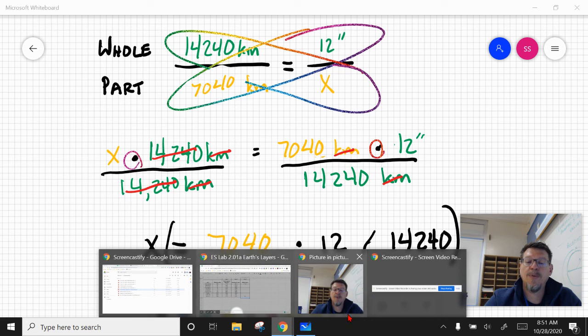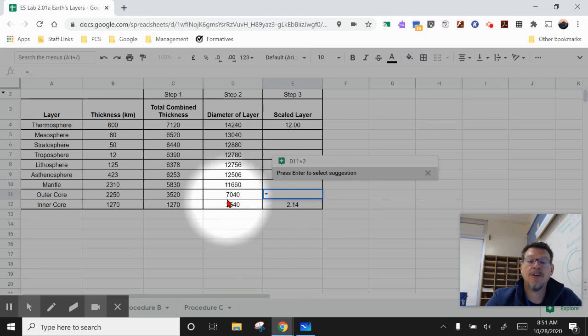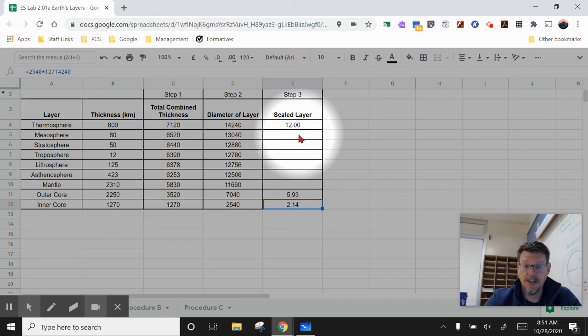Going back to my spreadsheet, type in the equal sign. I'm going to choose the diameter for that layer, 7,040. I'm going to multiply it by 12 and divide by 14,240. And I'm done. We need to do that for each of the parts of the model.